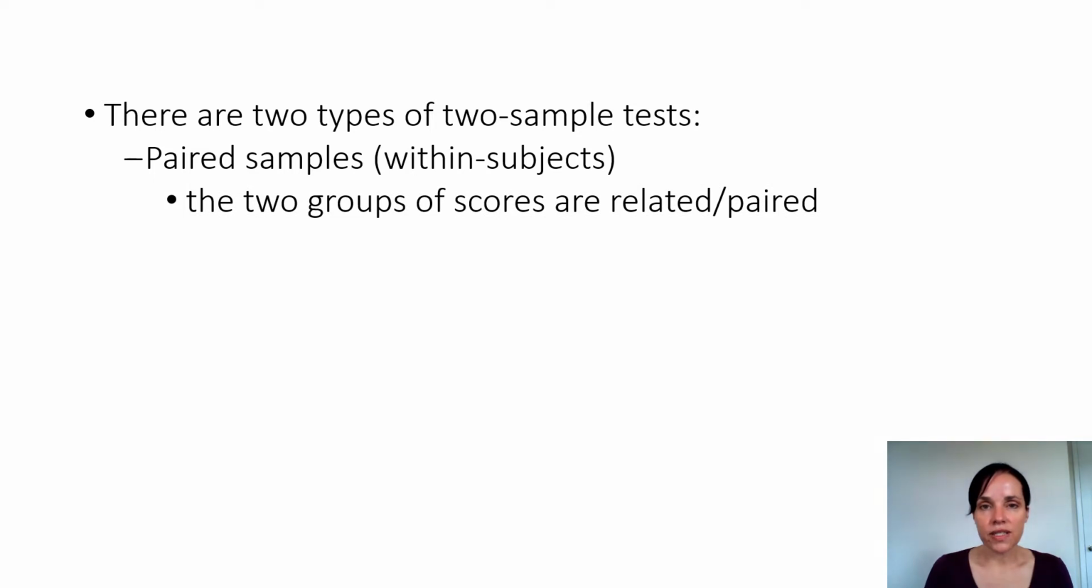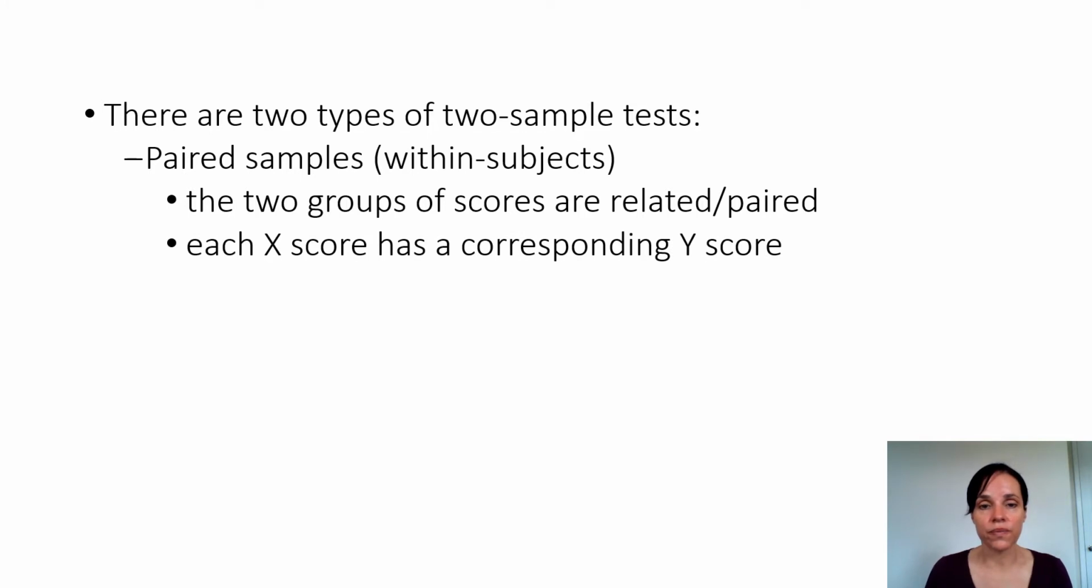In a paired samples test, you have two groups of scores, and the two groups of scores are related or paired. So in a paired samples test, every X score has a corresponding Y score. The paired samples problems might remind you a little bit of correlation in Chapter 6. In Chapter 6, when we were talking about correlation, we also had pairs of X and Y scores.